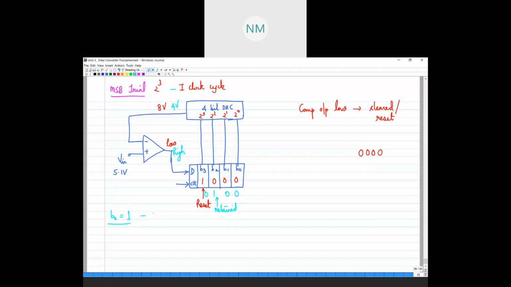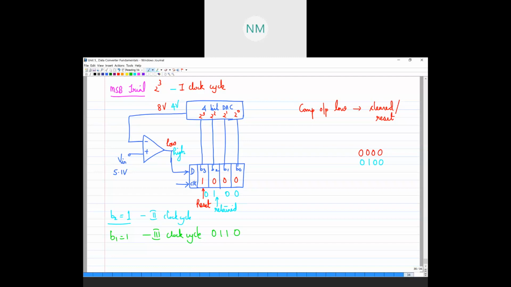Now at the end of the second clock cycle, the data in the successive approximation register is 0 1 0 0. Now during the third clock cycle, I need to make my B1 bit equal to 1. Let me use another color. So your B1 bit will be set to 1. That means the previous bit was retained, so now the data in the SAR register is 0110.